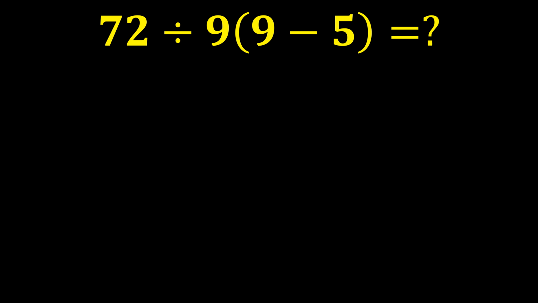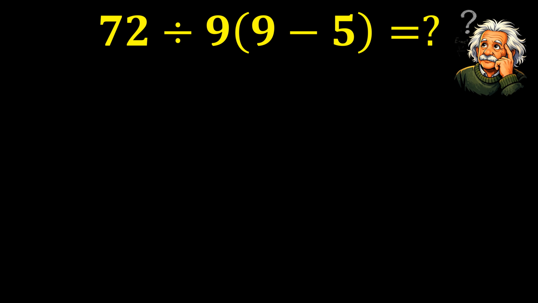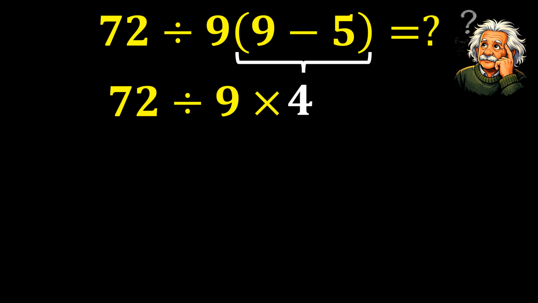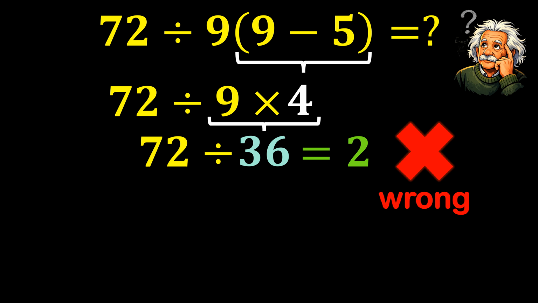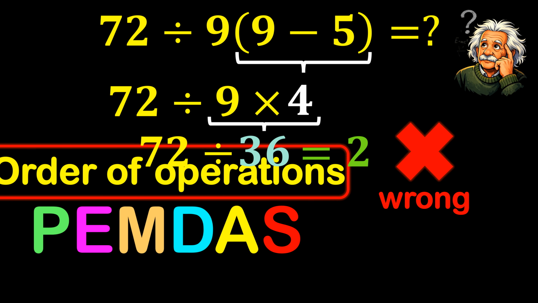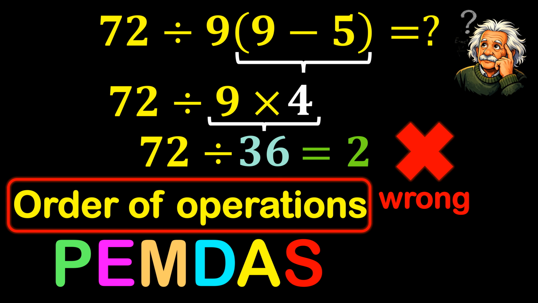This is the kind of question that 99% of people solve incorrectly. The problem is 72 divided by 9 times (9 minus 5). 9 minus 5 equals 4, so the expression becomes 72 divided by 9 times 4. Then 9 times 4 is 36, and 72 divided by 36 equals 2. But this answer is completely wrong because we didn't follow the order of operations, PEMDAS.